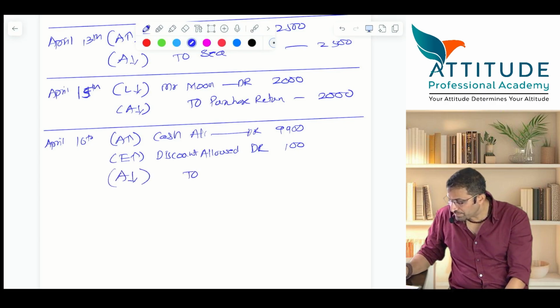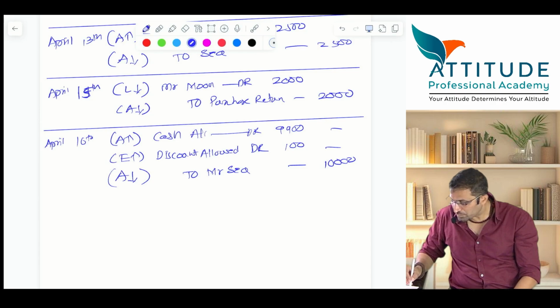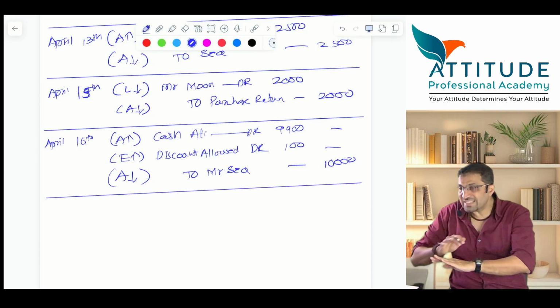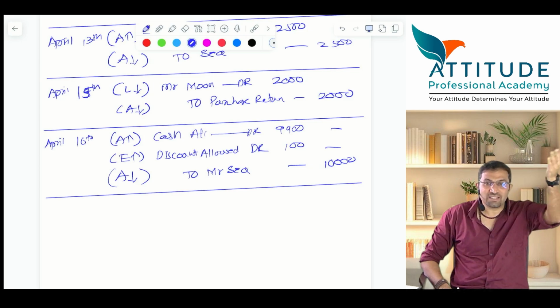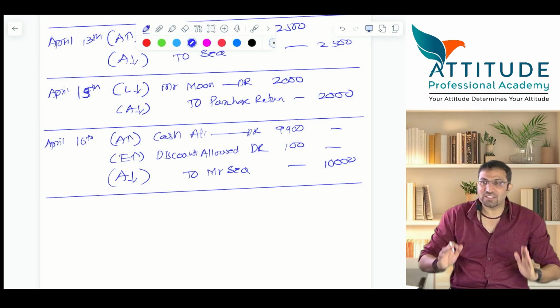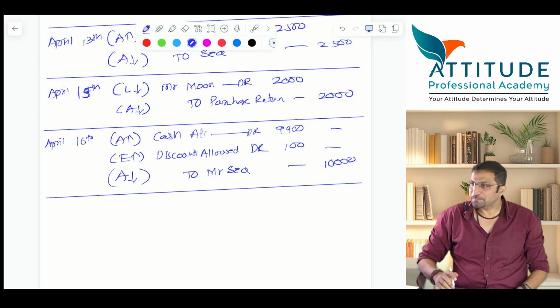To Mr. Kitna? 10,000. Mr. C's account gets closed, because C was showing a debit balance. Now it is what? Credited. C's account is getting what? Closed. Is that clear? Next.